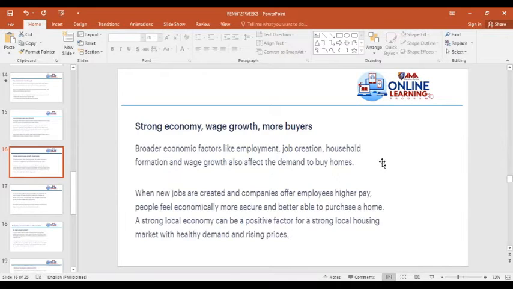and rising prices. Of course, when your employers offer a higher pay rate, as an employee, I have to secure a better future. So I have to purchase a home for my family. So this affects the demand to buy a home if our economy is strong.